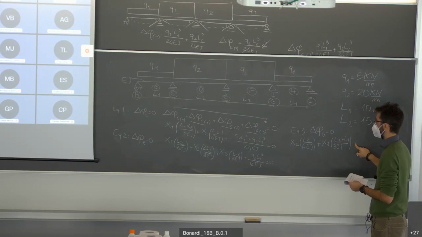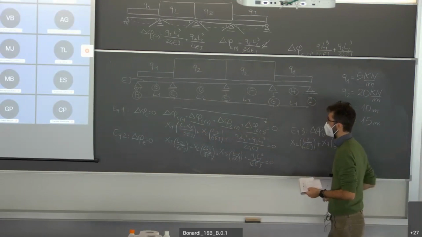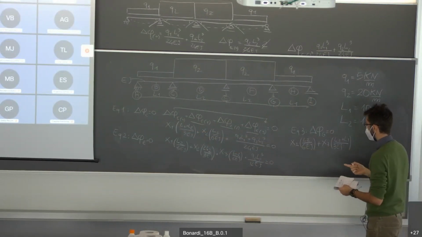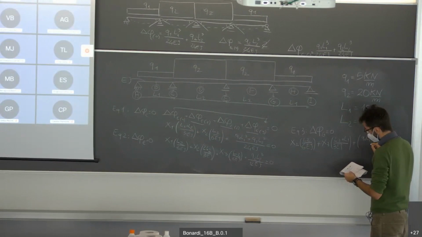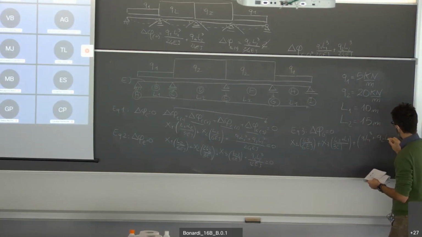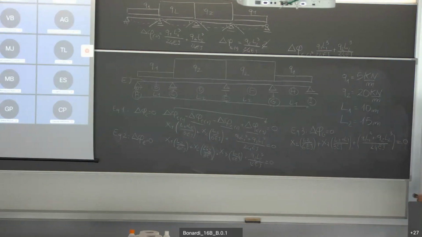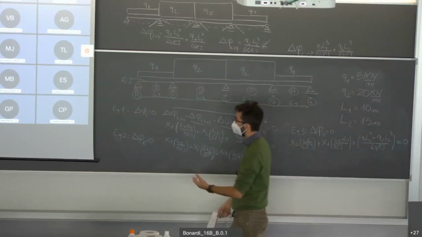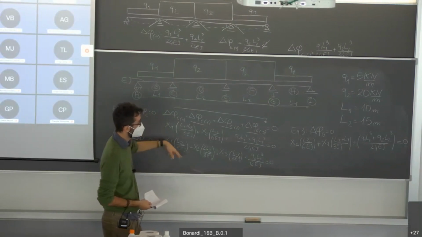Okay, and then we have the known term, I mean, the one that is not associated to any unknown, but with the external load, which is equal to Q1 L1 to the power of 3 plus Q2 L2 to the power of 3 over 24EI, equal to 0. Okay, do you agree? So far, nothing new. It's just worse than what we did before, because we don't have 2 equations, but we have 3 equations.